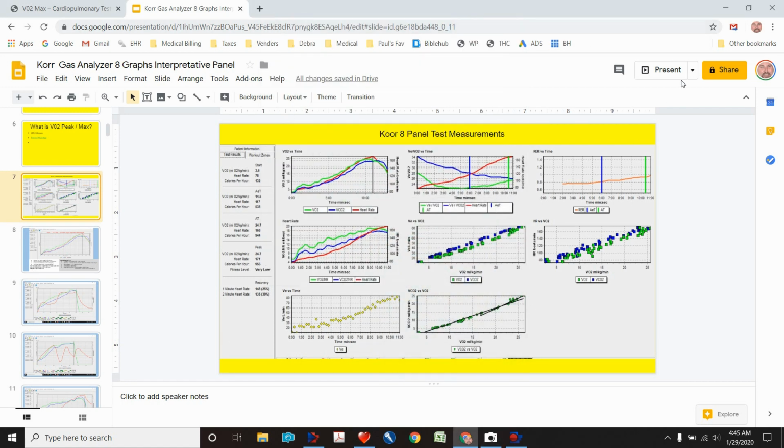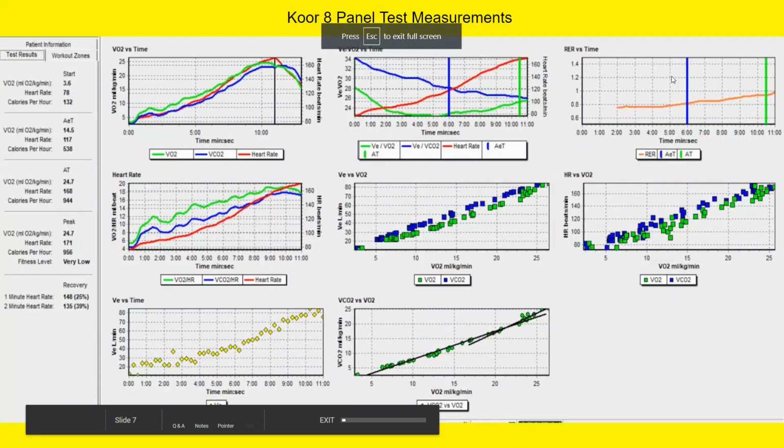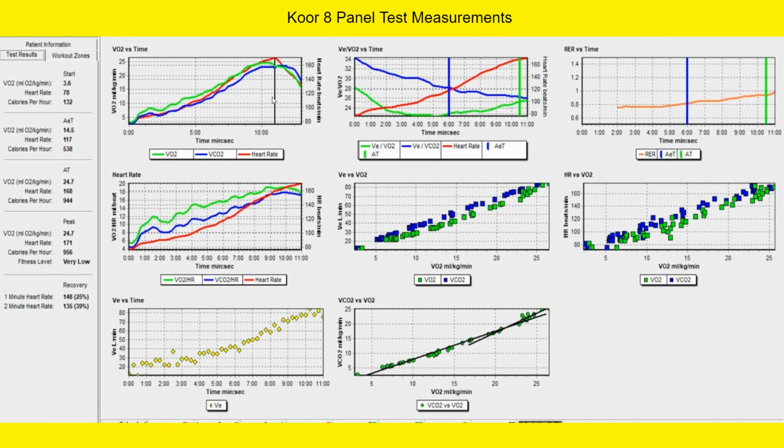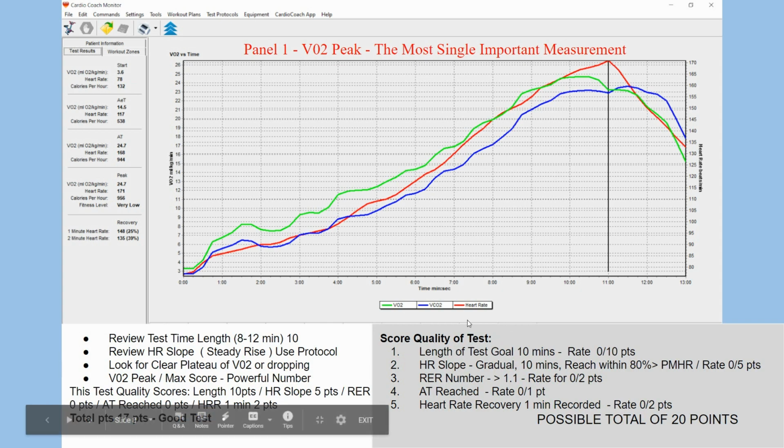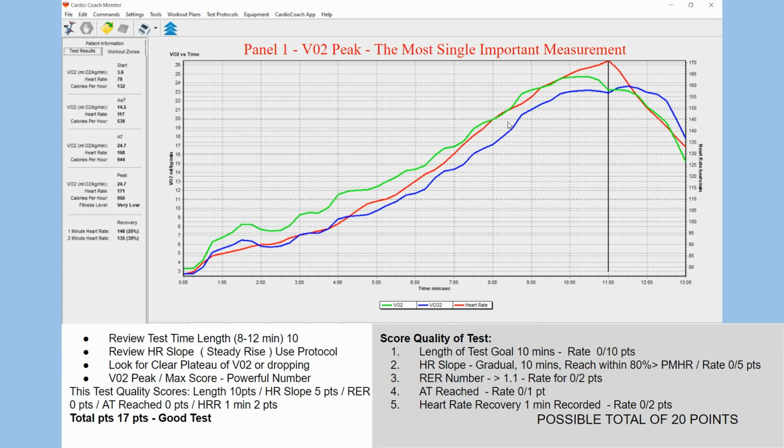Again, we're going to pull up our little chart here. If we look here, we're going to be dealing with this very first panel, and the first panel is what we're going to use in order to determine the quality of the test. And let's take a look. If you'll notice on this panel, I've put a way to score the test, and so that's what we're going to do first. So let's start with the first part of it.